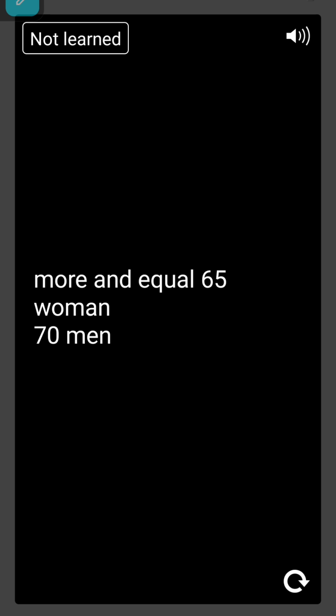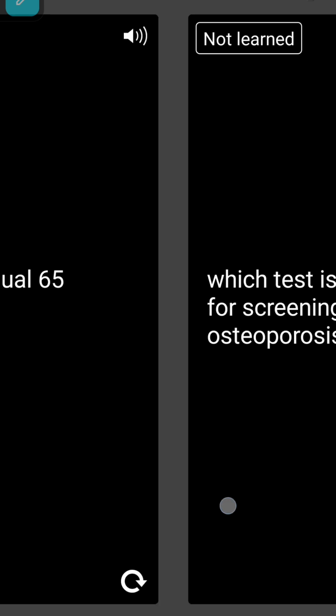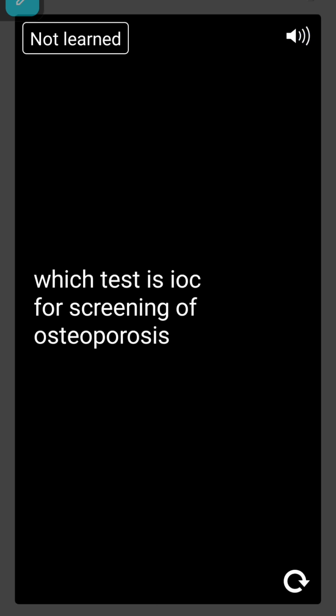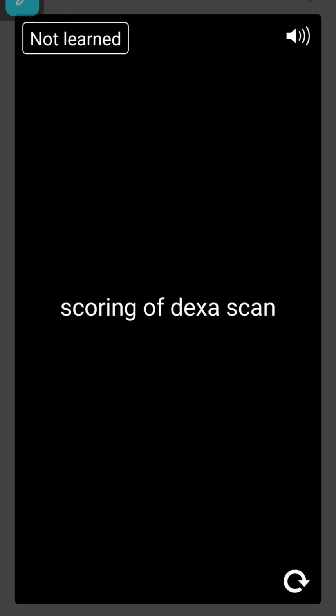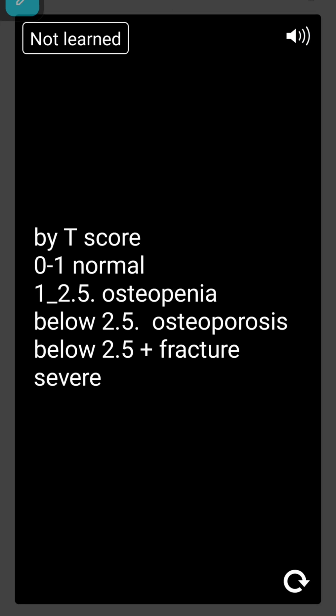Age 65 or more in women, 70 in men. Which test is the investigation of choice for screening of osteoporosis? DEXA scan, dual energy X-ray absorptiometry. It assesses spine, hip and calcaneum. Scoring of DEXA scan by T-score: 0 to -1 normal, -1 to -2.5 osteopenia. Below -2.5, osteoporosis. Below -2.5 plus fracture, severe.